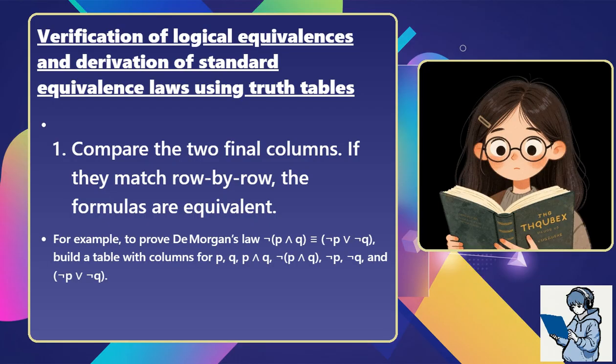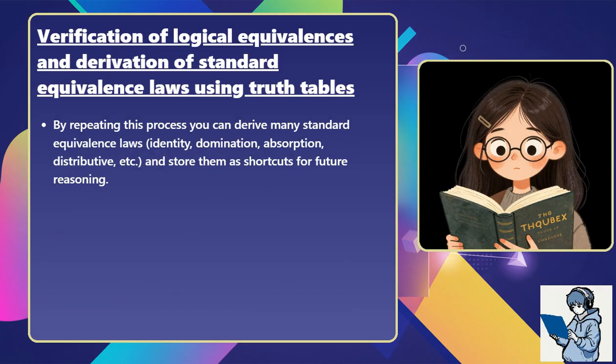If they match row by row, the formulas are equivalent. For example, to prove De Morgan's law, not (P and Q) is equivalent to not P or not Q, build a table with columns for P, Q, P and Q, not (P and Q), not P, not Q, and not P or not Q. The last two columns will be identical, confirming the law. By repeating this process, you can derive many standard equivalence laws such as identity, domination, absorption, distributive, and so on, and store them as shortcuts for future reasoning.